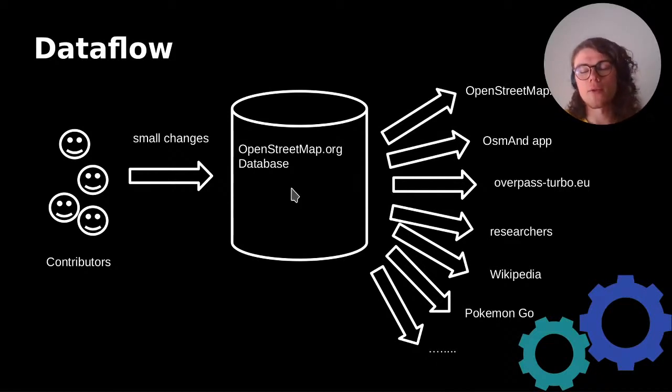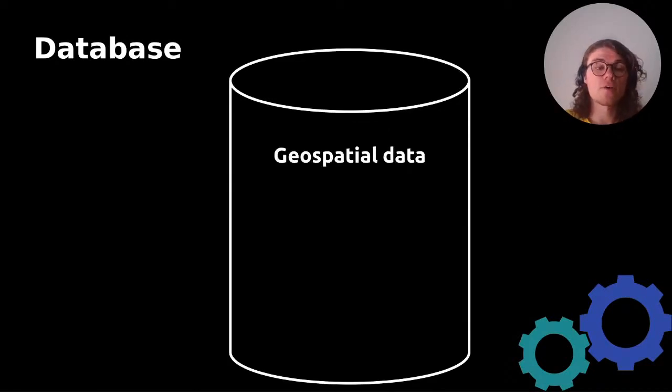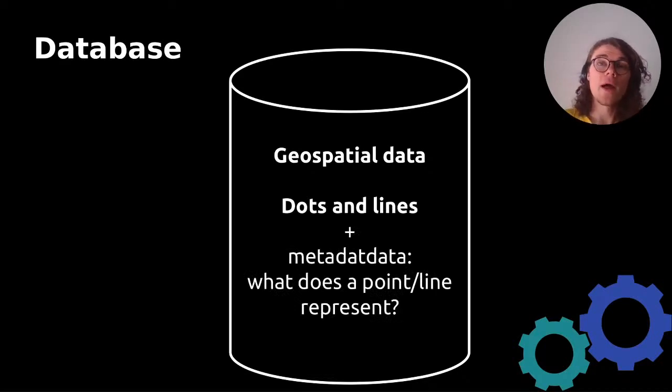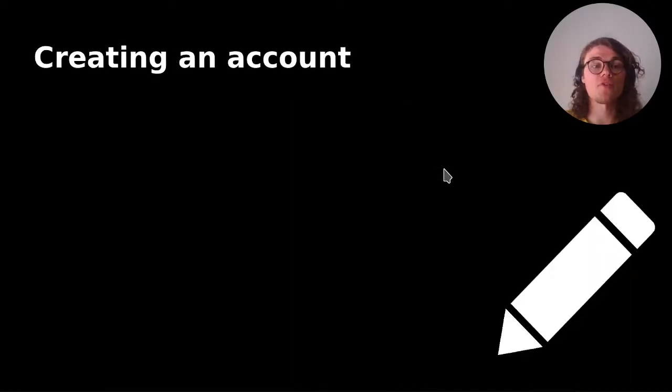So in other words, it's pretty normal: if you do an update, it should be visible on OpenStreetMap within a few minutes. Sometimes it breaks, and sometimes it takes a few hours before it's visible on the map. And other applications just update when they feel like. So if you make an update and you don't see it popping up immediately on your favorite app, don't worry about that. Now, as mentioned earlier, it's one big geospatial database. Geospatial data is basically lines and dots, and some extra information on what a line is and what a dot represents.